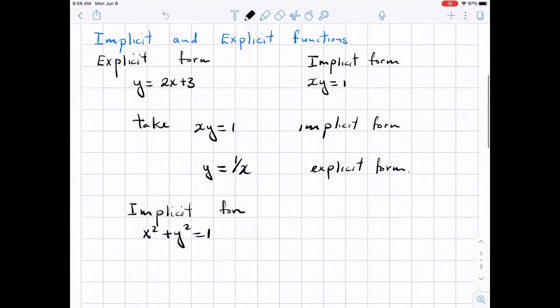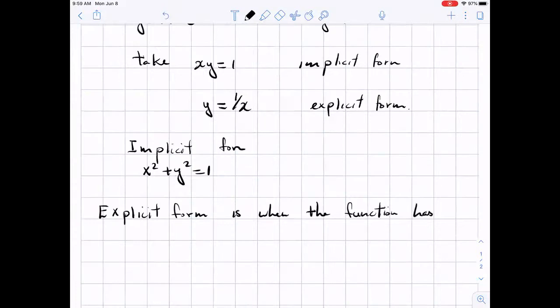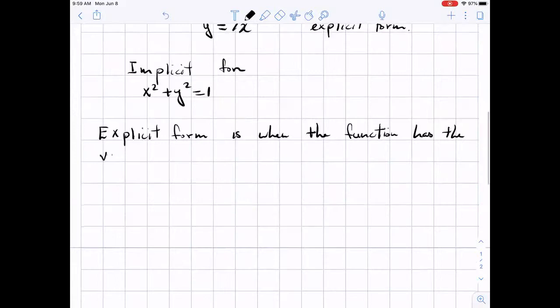Okay. So as a note, explicit form is when the function has the variable y isolated or written by itself. Okay?